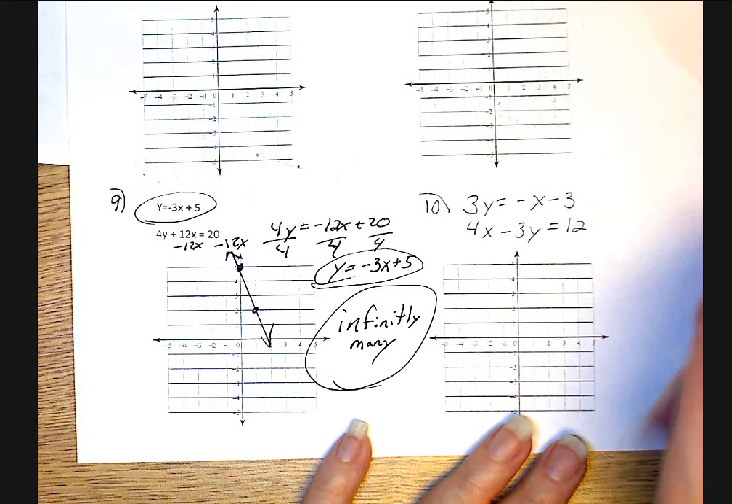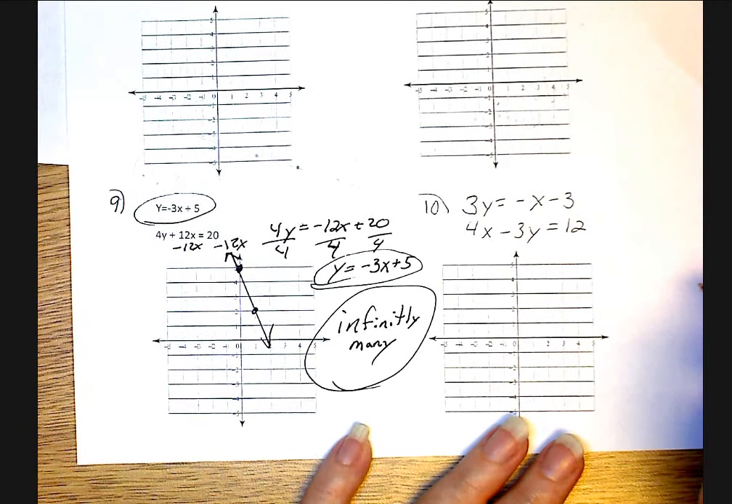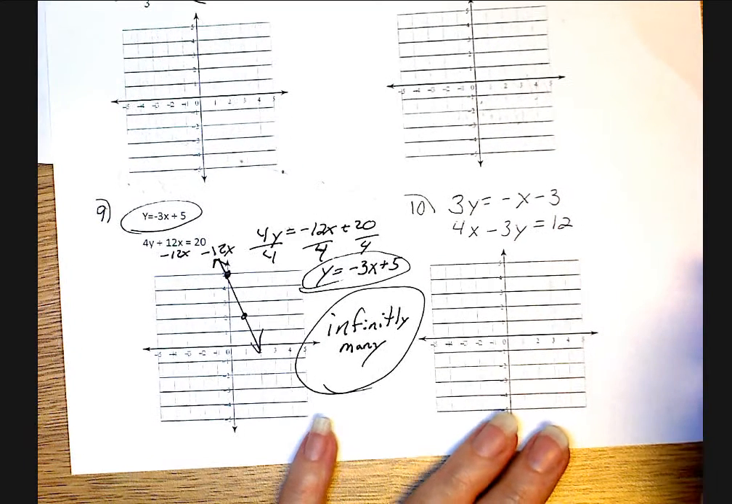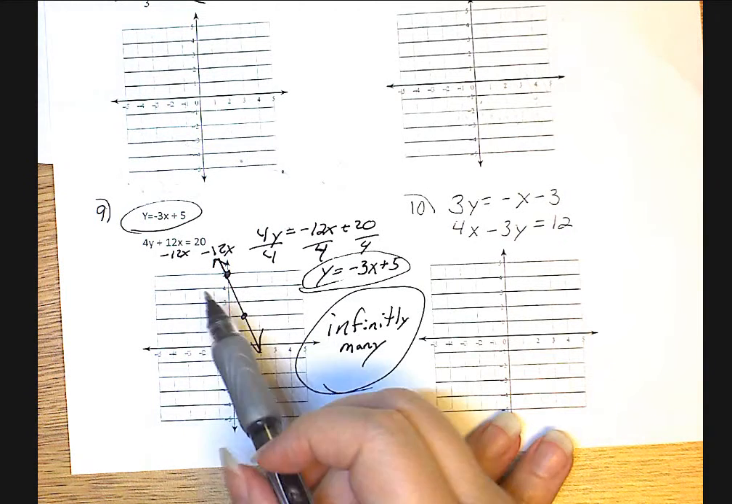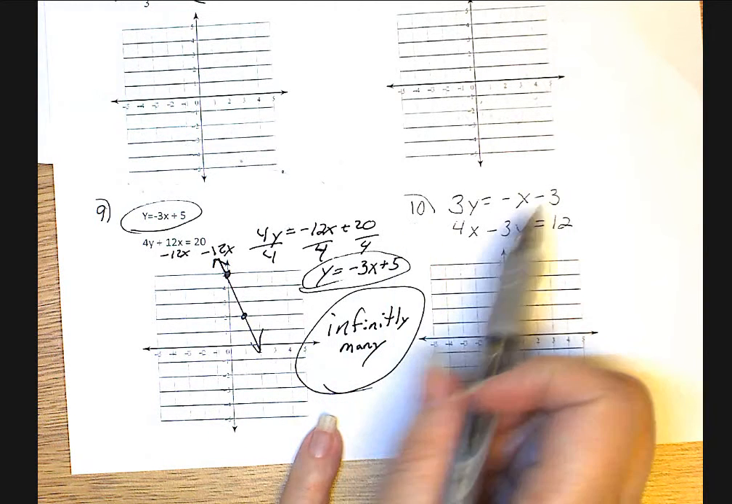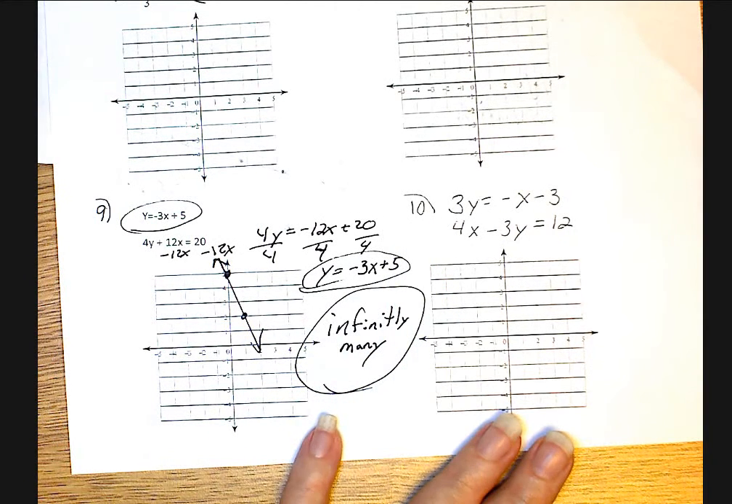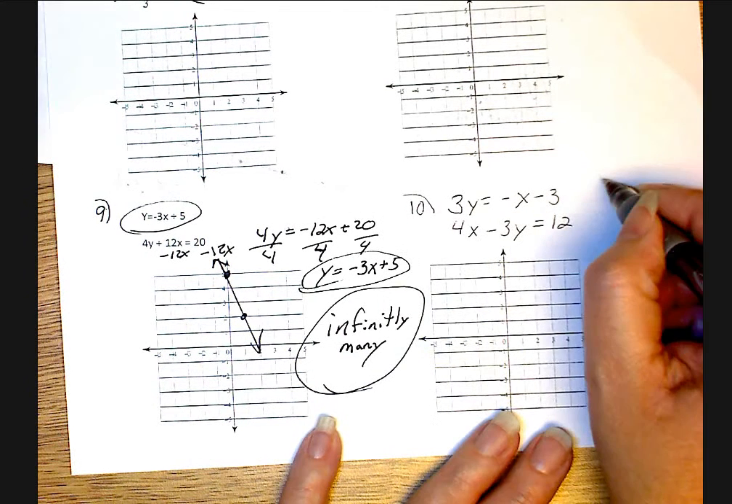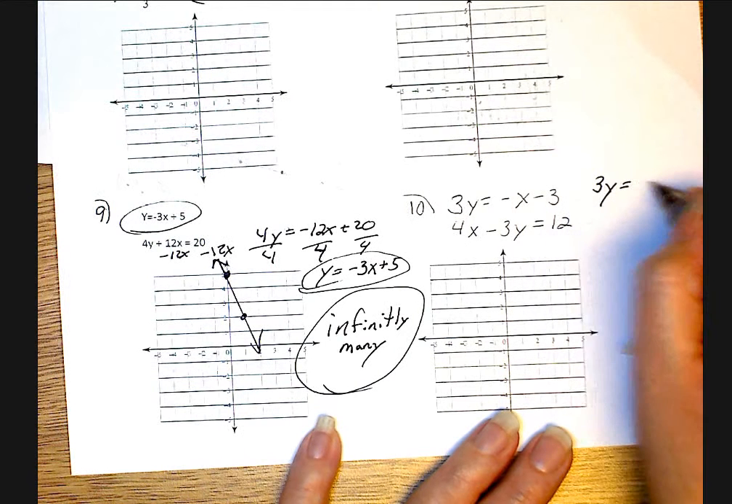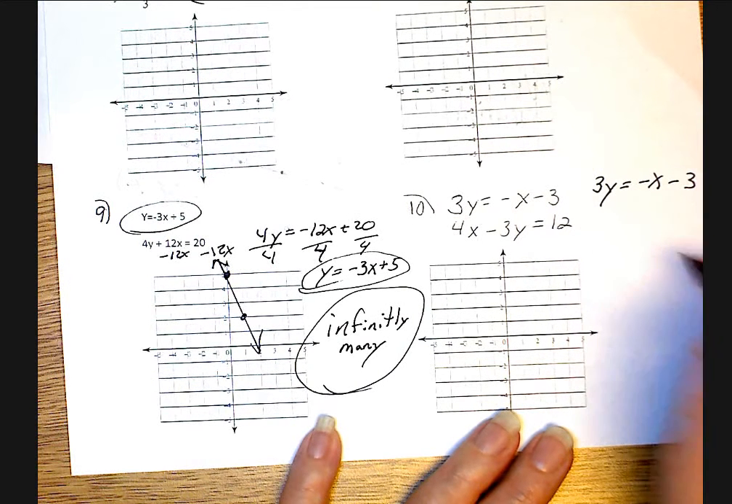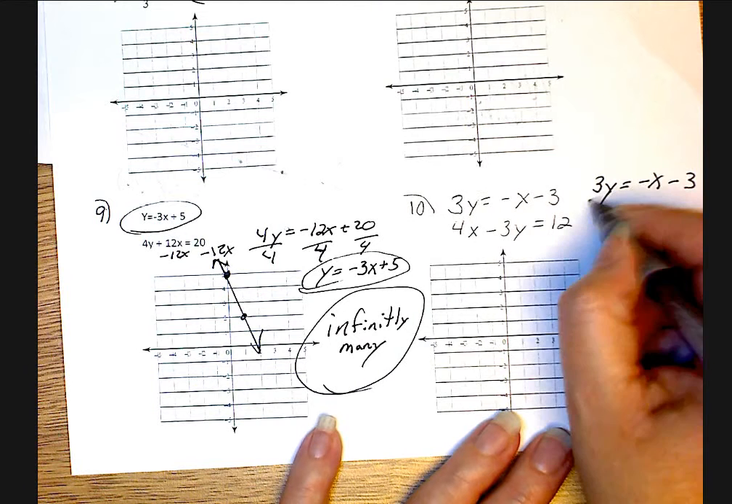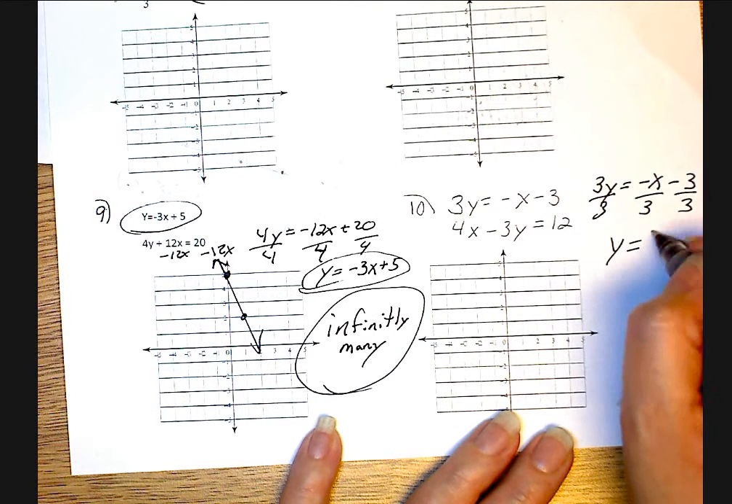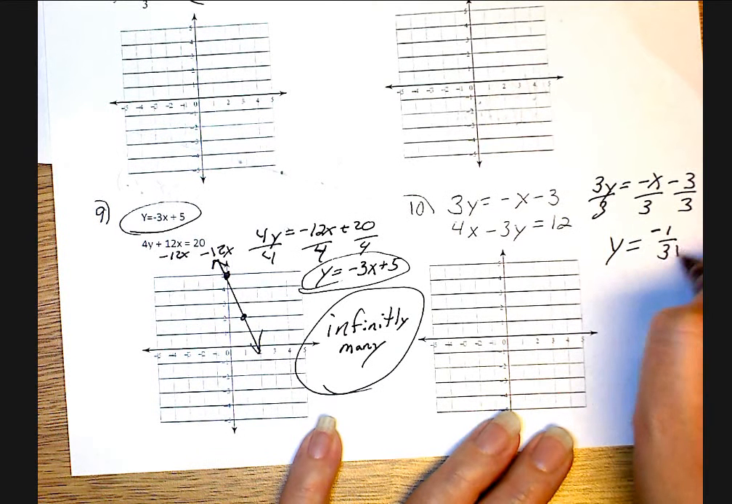Brianna, what did we get for 10? I didn't know how to do that one. All right, so what would we have to do first to be able to graph this? There are many ways, but let's get y by itself. So I have 3y is equal to negative x minus 3. What do you want to do to get y by itself? Divide by 3. So I have y is equal to negative 1/3 x minus 1.